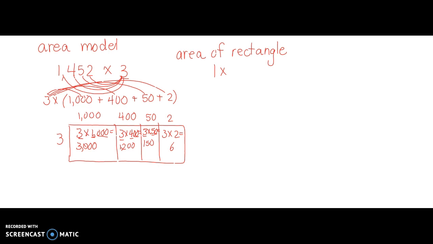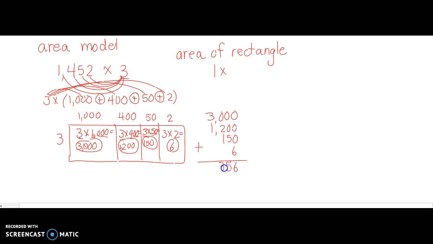We haven't really found the complete product. So now we need to add up our products, our partial products. We found 3,000 is one of the areas, and 1,200. We're organizing this according to place value, and 150 and 6. And we're going to add those together. So we have 6, 5, 3, and 4. Our answer, the product, is 4,356. And what would that look like when we think about the equations we just did?